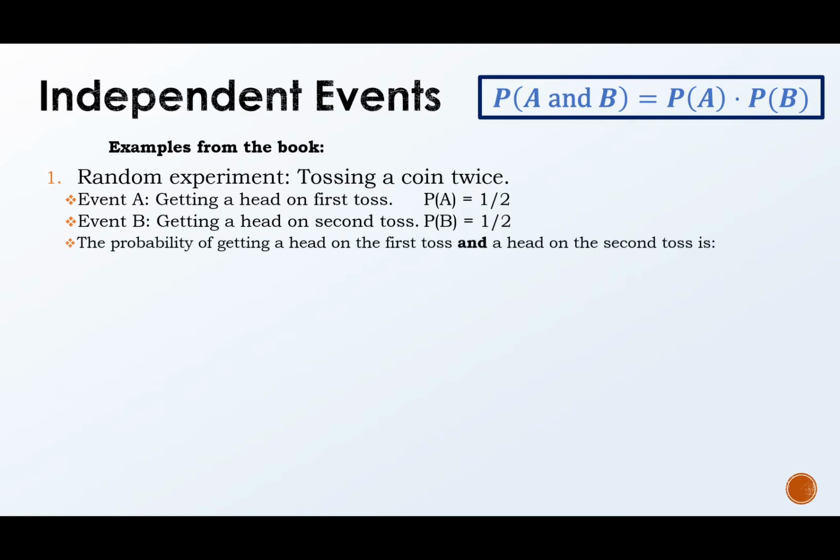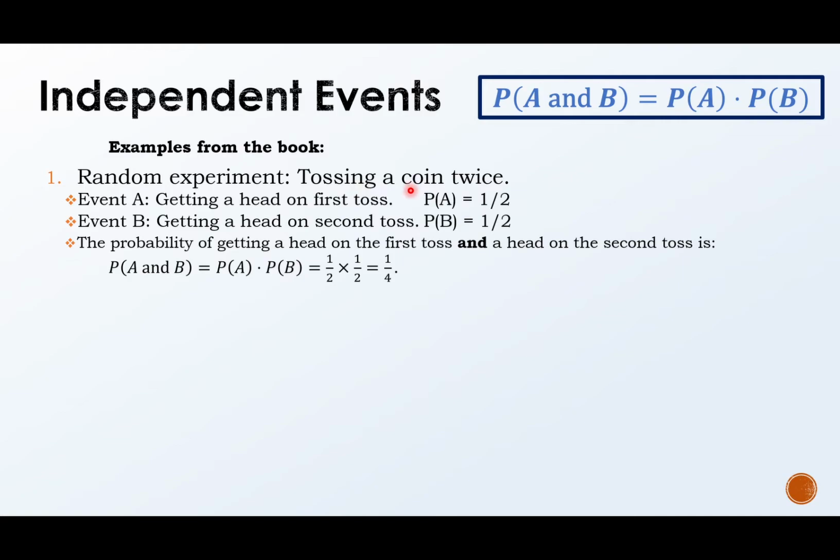And we are asked, what is the probability that you'll get a head on the first toss and a head on the second toss? What could that be? Since the probability of the second toss is not affected by the first toss, then we have independent events. And we will have this solution. The probability that the first toss is head and the second toss is head is the product of the individual probabilities, which is 1/2 times 1/2. It's 1/4.